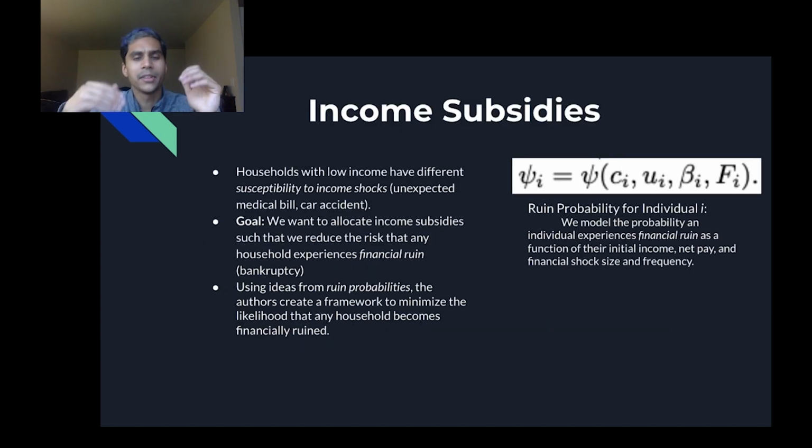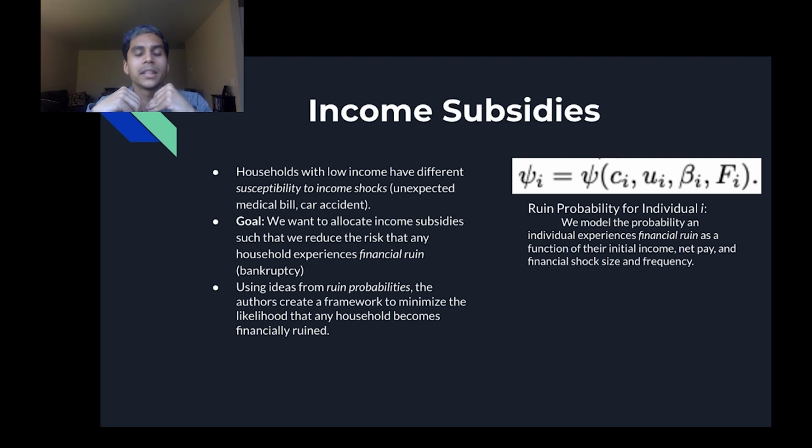So let's talk about one example of mechanism design for social good, and this is a paper published by Rediet Abebe on how you allocate income subsidies to households that are at risk of income shocks. What this means is if you have households with low incomes, they have different susceptibility to income shocks. For example, if you are barely struggling to make rent and all of a sudden you get hit with an unexpected medical bill because there's a giant global pandemic going on, or you get into a car accident and you're hit with a $500 mechanic bill, then you could be very close to the verge of bankruptcy.